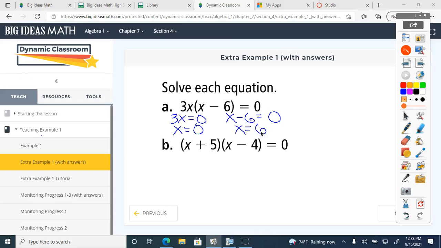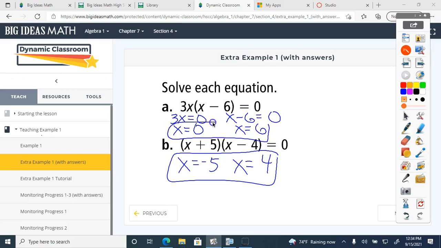Okay? If you haven't seen the pattern yet, basically your answer is just always the opposite of the factor, right? If the factor is x minus 6, your answer is going to be x equals 6. Everybody with me? Yes, sir. So here, this x would be what? Negative 5. And this x is 4. Okay?